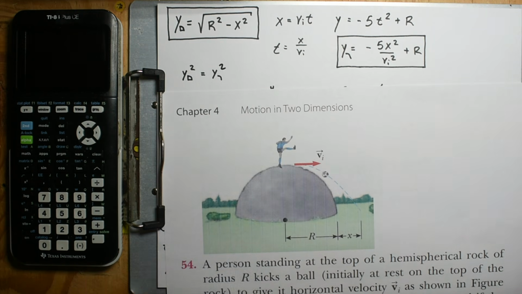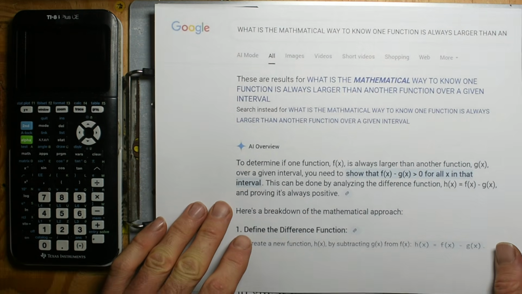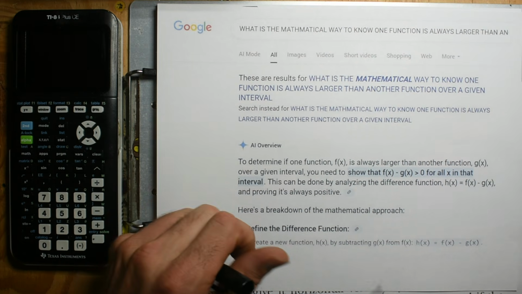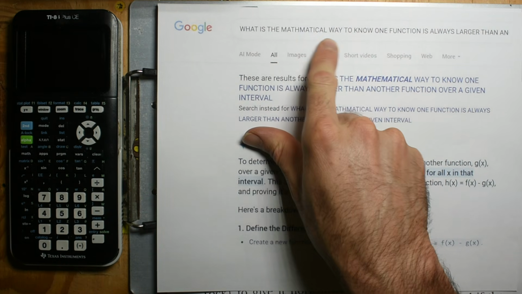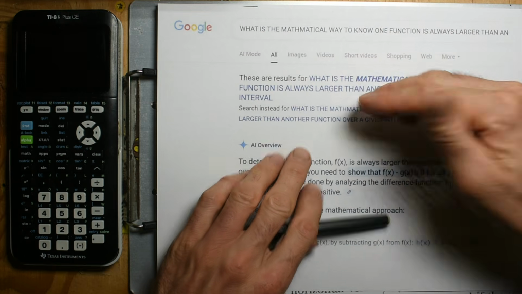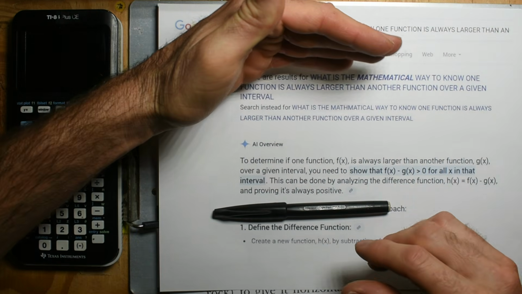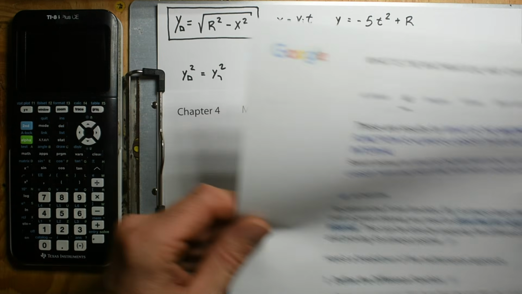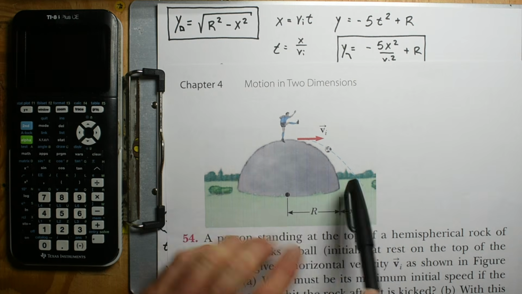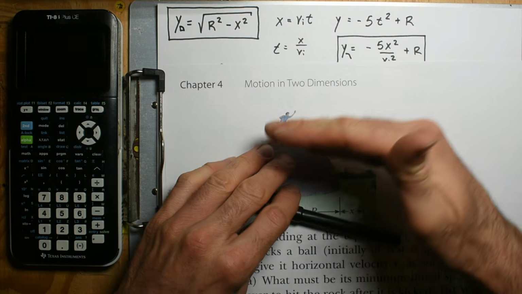So now I had to Google this. After I've made a couple of solutions, this was the best one. Hey, what is the mathematical way to know when one function is always larger than the other function? So let's come back to this, because what we want is for the projectile function to always be larger.